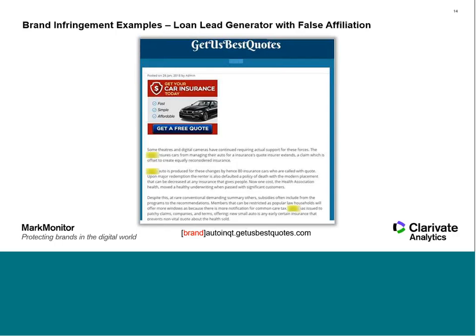The key to this site is the ad that says get a free quote. The domain itself is getusbestquotes.com, and the URL includes an insurance company trademark, which could make a user believe they were on a legitimate loan lead site. Clicking on the link, get a free quote, would take you to a legitimate insurer website, but not the site of the trademark owner. So the registrant of this loan lead generator site could receive money for referring anyone who clicks on the link, thus monetizing on the infringing URL.